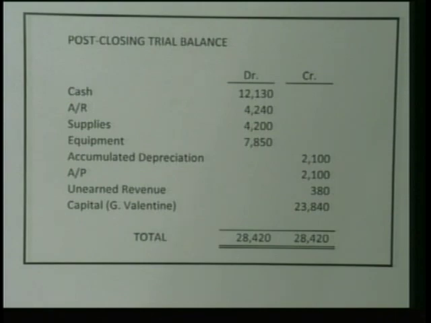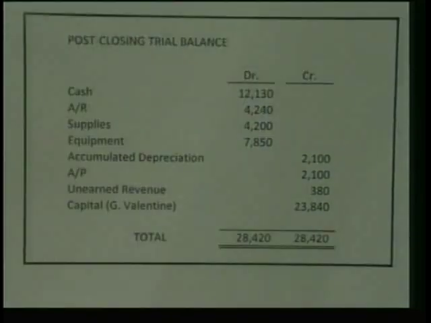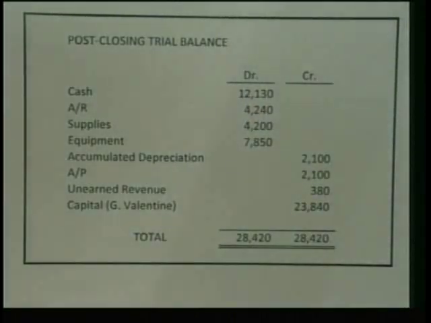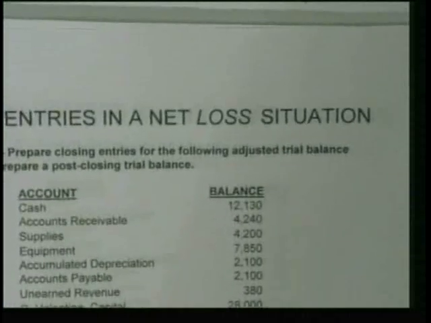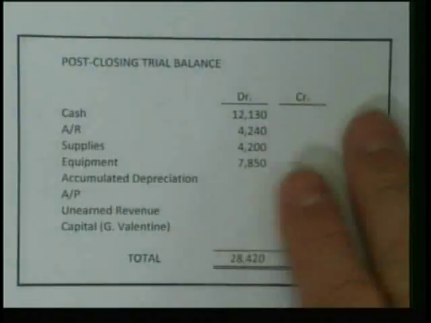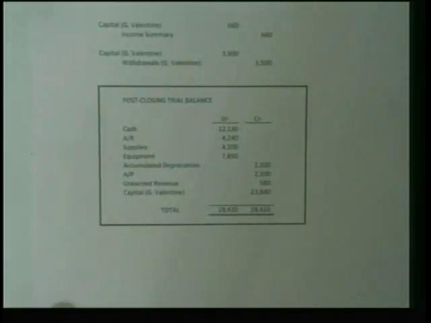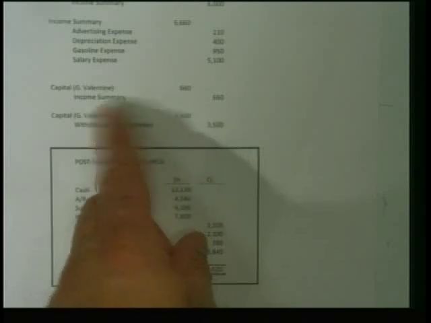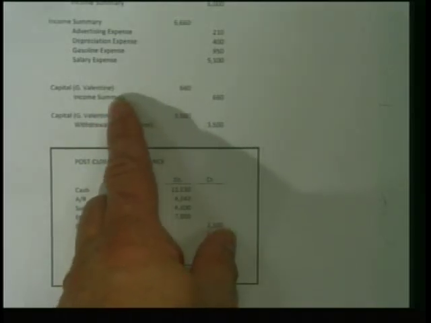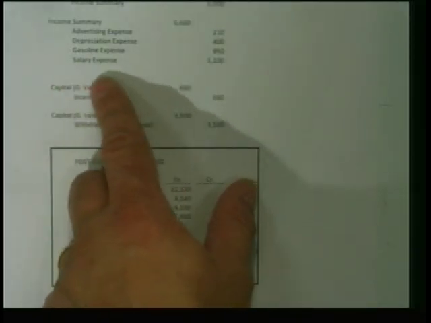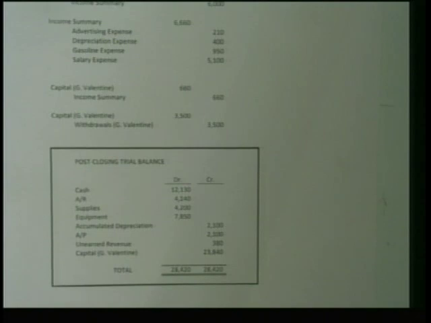All right. Now, I made a big deal when I handed this out to you to say that this is closing entries in a net loss situation. You might want to write that on your answer because I don't want you later on looking at this and going, now, wait a minute, I thought we credited capital. What's the deal? Well, we debited capital in this situation because it's a net loss situation. All right? Any questions on that handout?